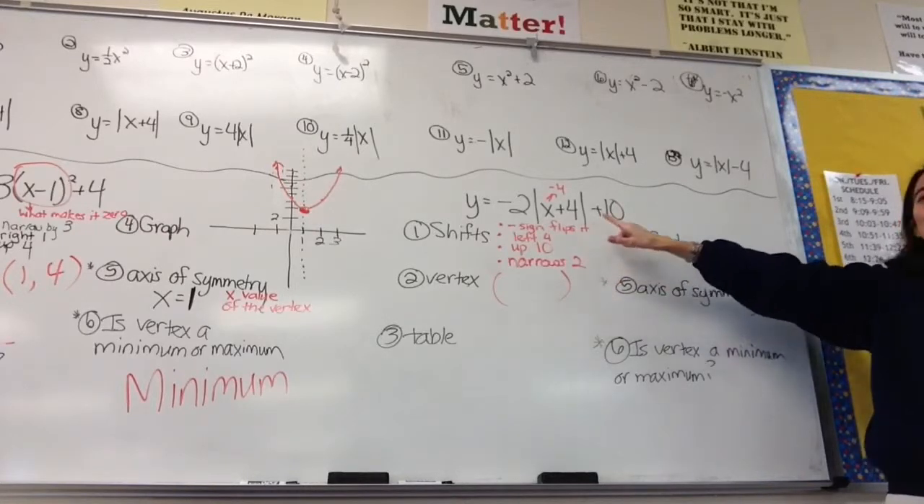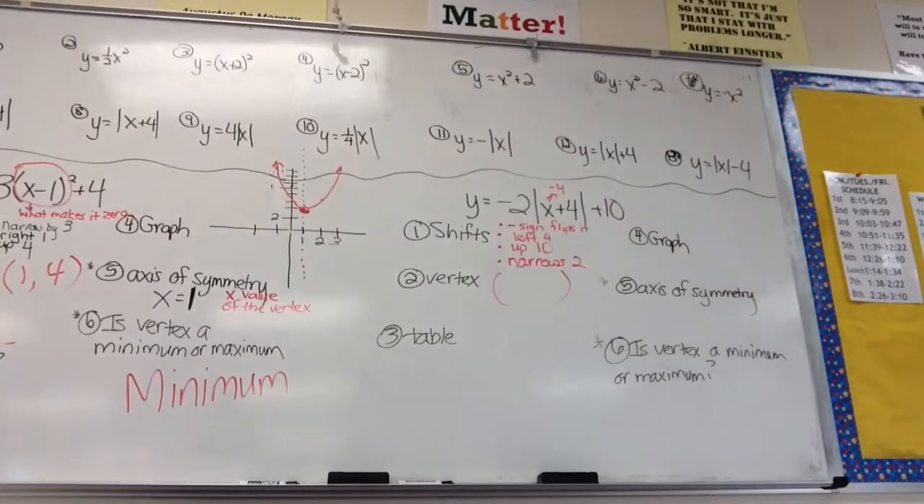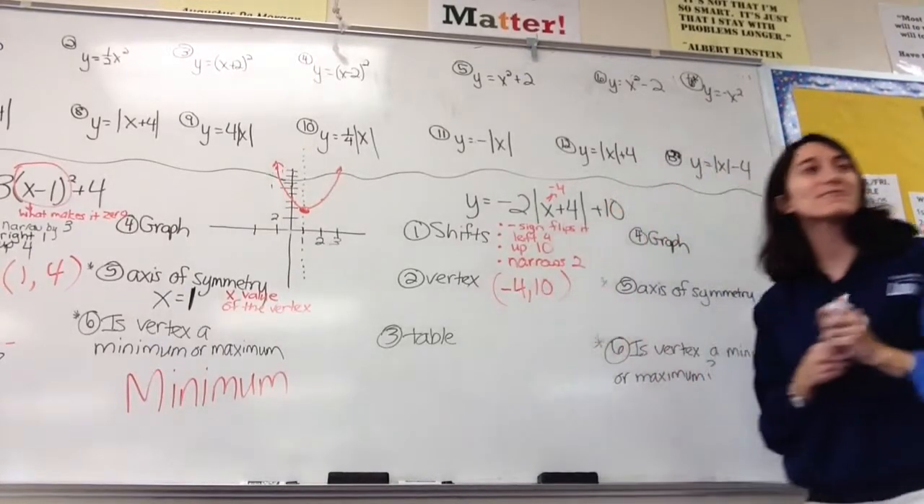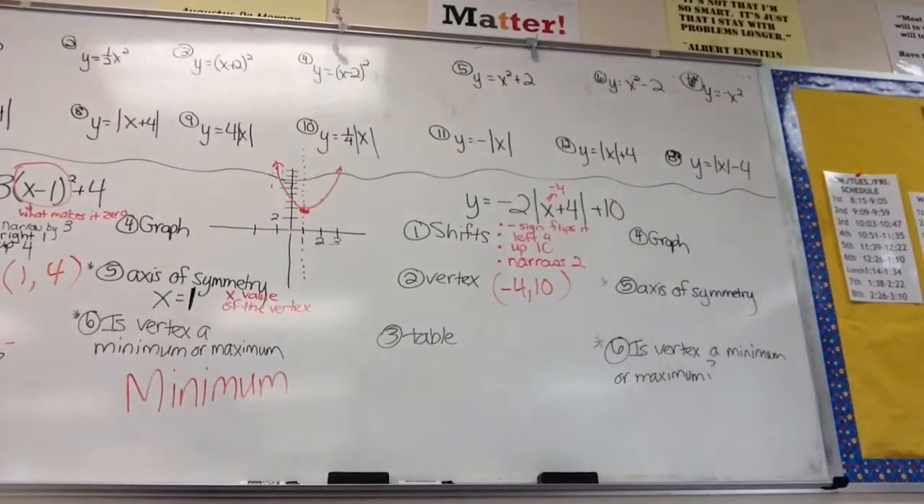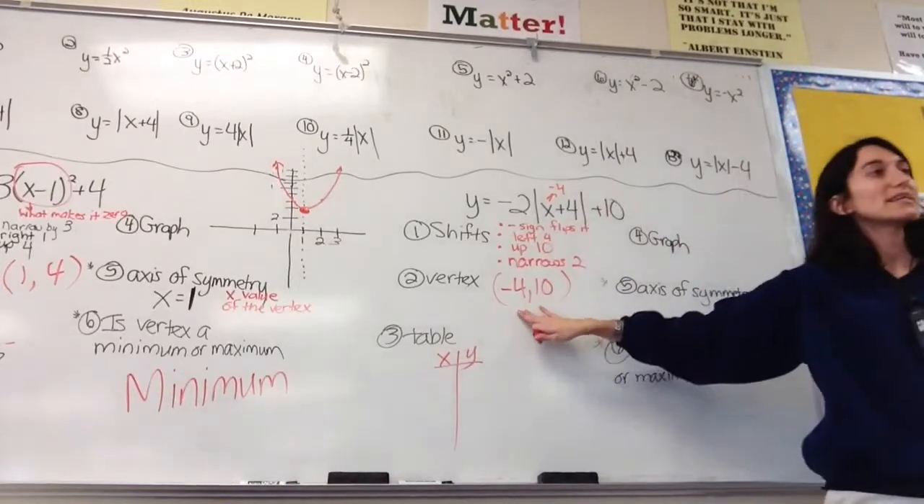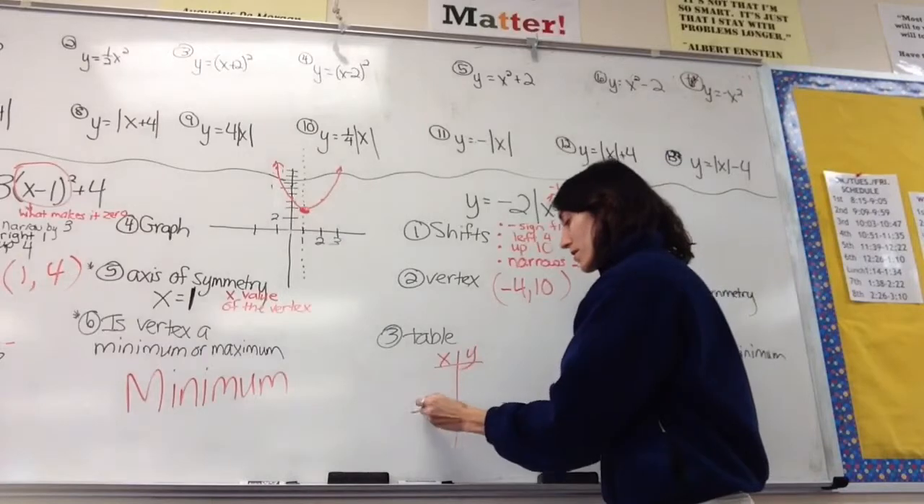Okay, guys, what is it? What's the vertex? Negative 4, 10. Why is it negative 4? Minus the negative. That's okay. Okay. Grant, what'd you say? Is everyone okay with it being negative 4? Okay.